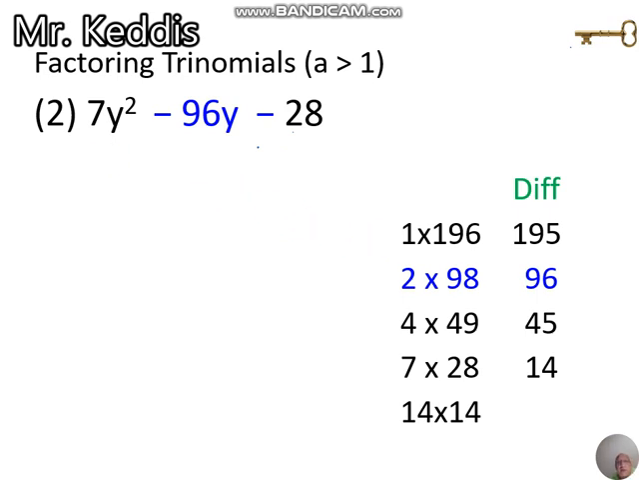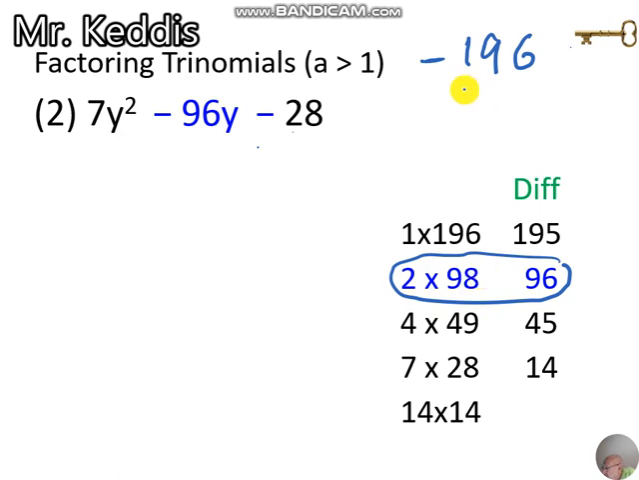The leading coefficient 7, when I multiply by negative 28, I get negative 196. Because the sign here is negative, I have to look under the difference. Where is the difference? You get 98 minus 2, I get 96. So I have to choose 2 and 98. This is the best one I'm going to use. Because the sign here is negative, the 2 signs must be different: one is positive and one is negative.